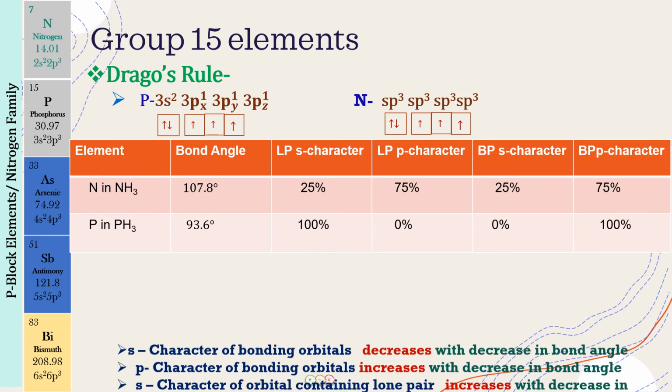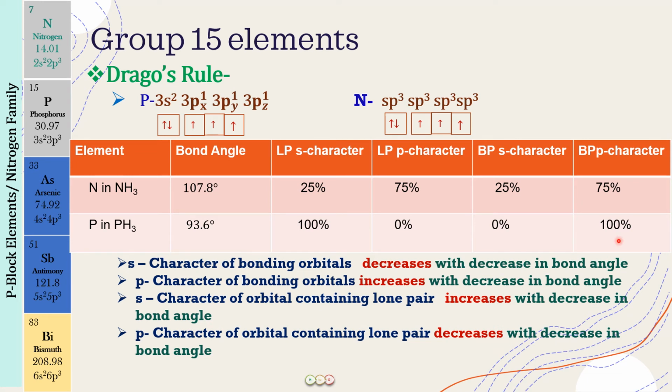Clear? Okay. From this, what can we infer? If we talk about the s character of the bonding orbitals, as the bond angle decreases, the s character is also decreasing, and the p character is increasing. And if we talk about the lone pair of electron orbitals, the s character is going to increase and the p character is going to decrease with a decrease in the bond angle. Okay, I hope this is clear and we can now answer our question easily.